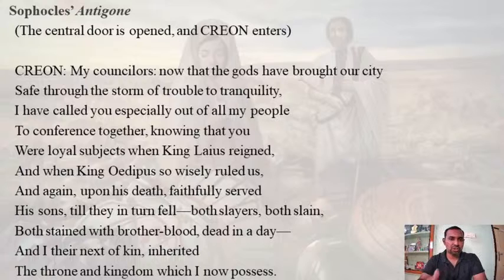So he is the closest of their kin. He is the closest relative. Creon is the closest relative. He is Yocasta's brother. Yocasta is Oedipus' wife. So it's because he is the closest of the kin that he has assumed power. He has assumed the throne. He has ascended to the throne.